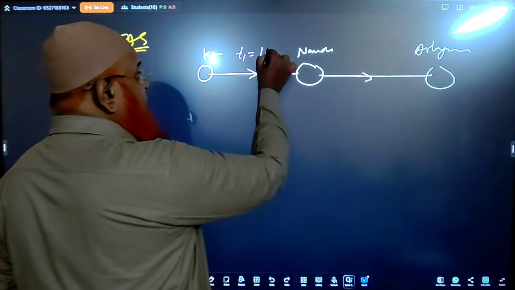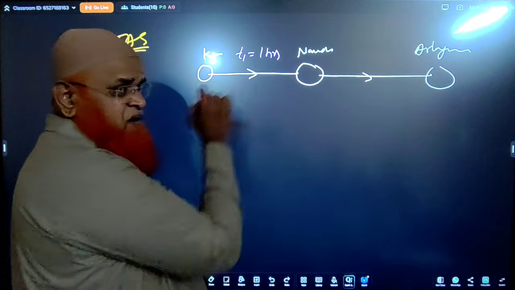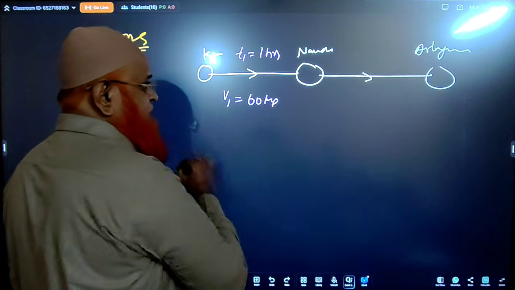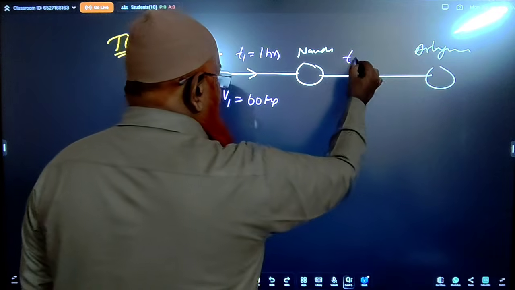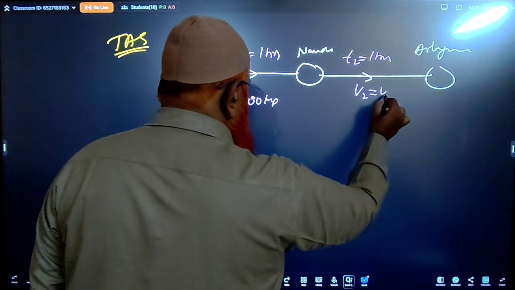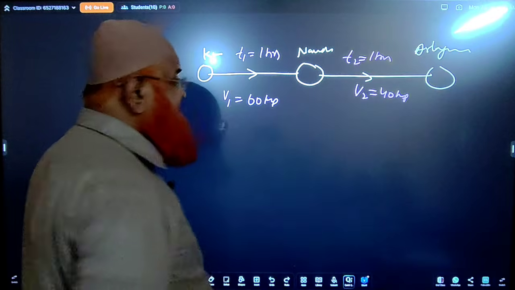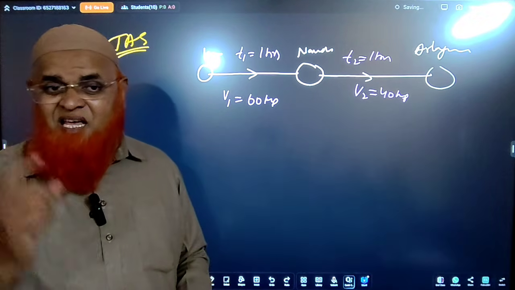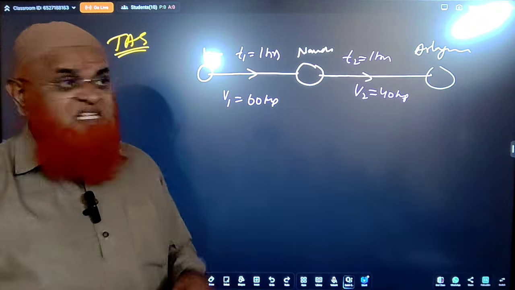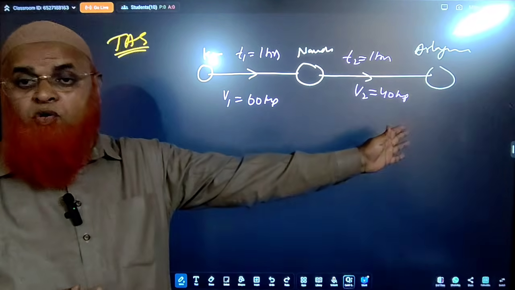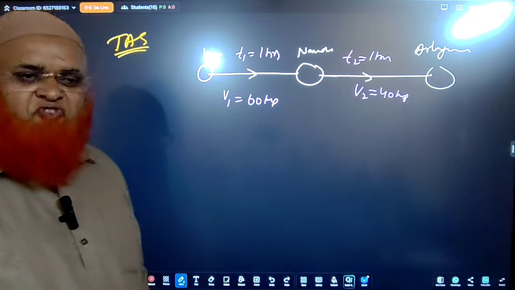First time, 1 hour he has taken. First 1 hour he has traveled and the speed was 60 kilometers per hour. Nandyal to Arlagadda again he has taken 1 hour but the speed was 40 kilometers per hour. That's the reason we call it time average speed, because here times are mentioned, the same times. Speeds are different.